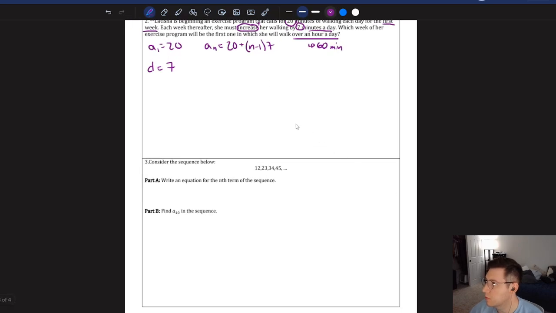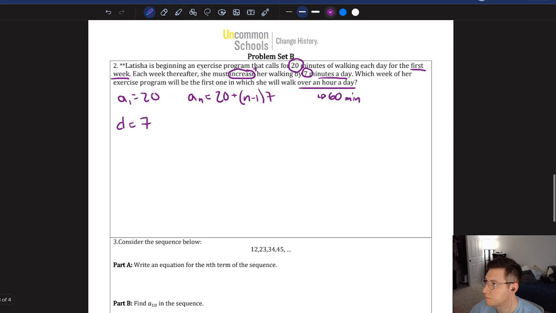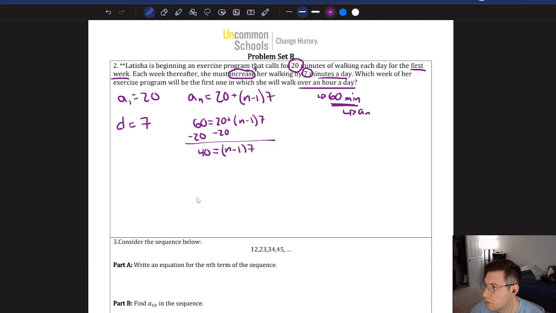Well, from here, let me zoom in a bit. Much better. From here, I'm looking, this 60 is actually going to be an a sub n value. And so I'm going to substitute it right in for there. So 60 is going to be equal to 20 plus n minus 1 times 7. This setup itself is going to look really similar to the last one. And so I'm going to subtract 20 from both sides. We learn that 40 is equal to n minus 1 times 7. Divide both sides by 7.